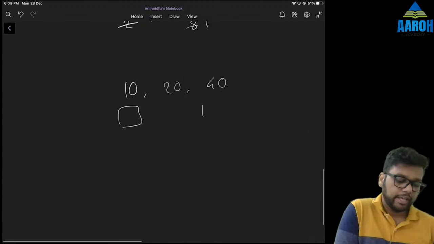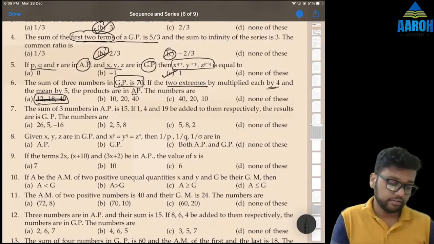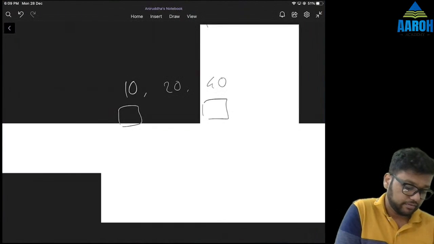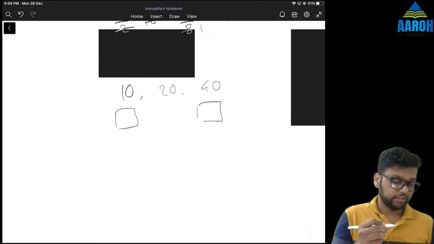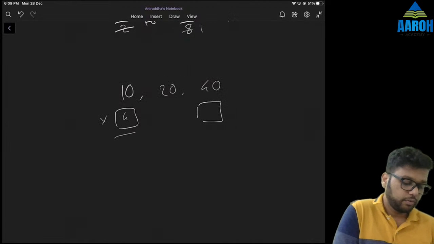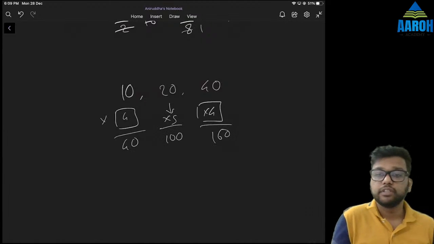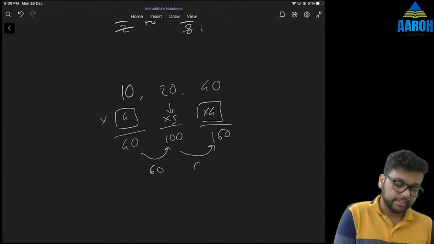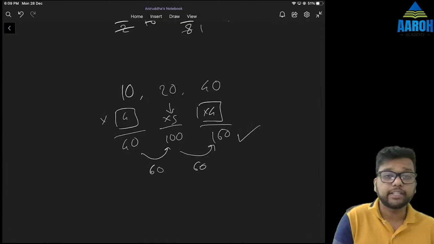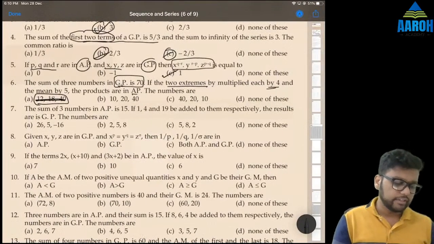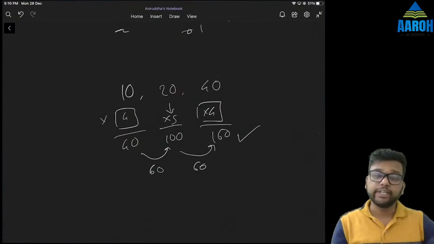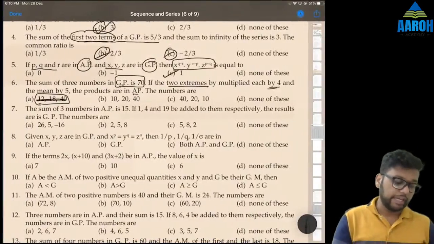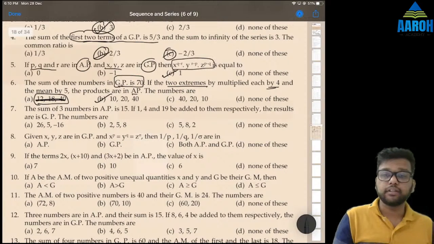They are saying extremes we have to multiply by 4 and mean by 5. So just a second. Into 4, so 40, into 4, so 160. And mean if we multiply by 5, we get 100. Check if this is an arithmetic progression. Difference is 60, 60, right? That means this is satisfied. And their sum is also 70, because obviously 10 plus 20 plus 40 is 70. That means B is the correct answer.